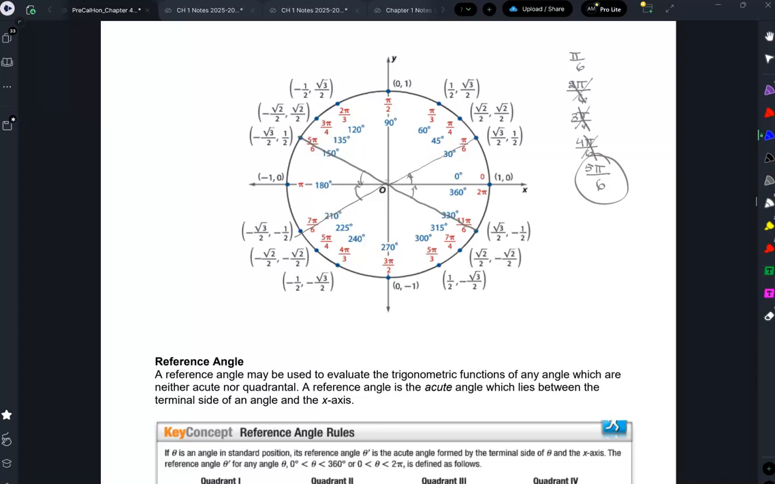Now look at all the pi over 3s. 1 pi over 3. The next one that doesn't cancel is 2 pi over 3. 3 pi over 3 cancels. 4 pi over 3 does not cancel, then it's 5 pi over 3. So that's how we do all these. Who remembers what reference angles were?